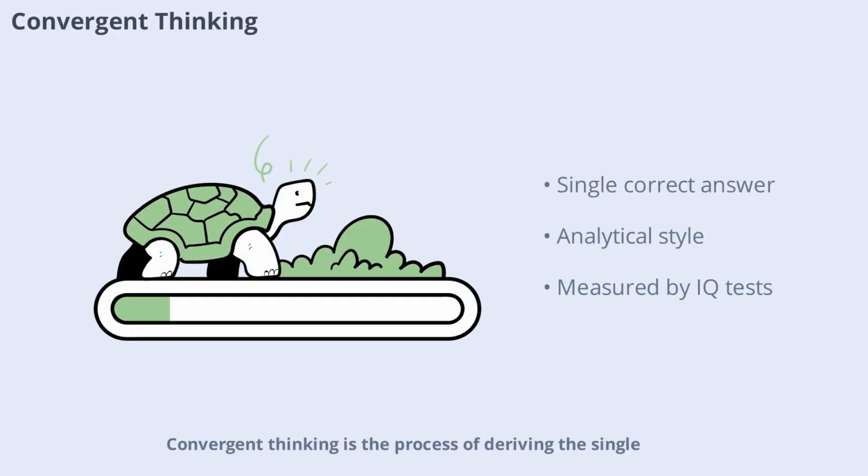Convergent thinking is the process of deriving the single best or correct answer to a clearly defined problem. It's measured by standardized tests like IQ exams and relies on logic, speed, and accuracy. For example, solving what is 7x8 requires convergent thinking. This style is analytical and logical, focusing on finding one solution. It's essential for tasks that demand precision and clarity.